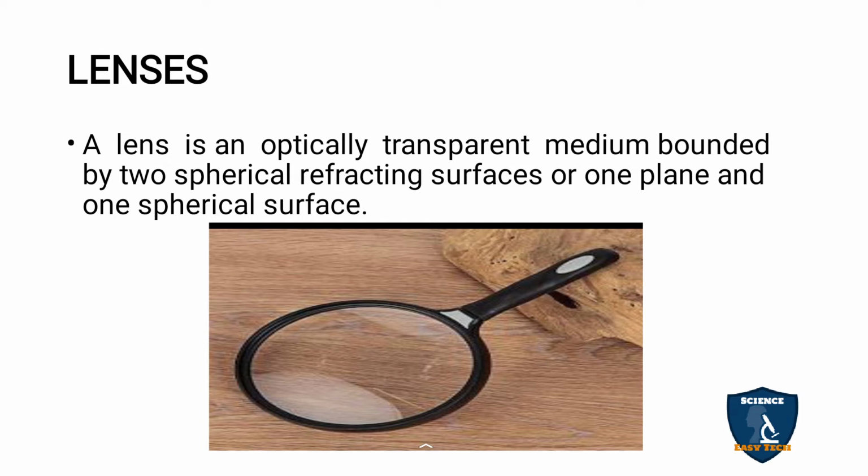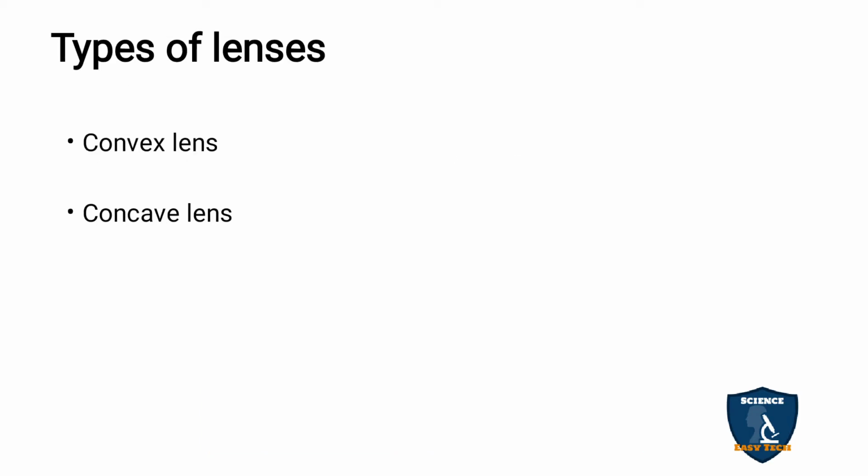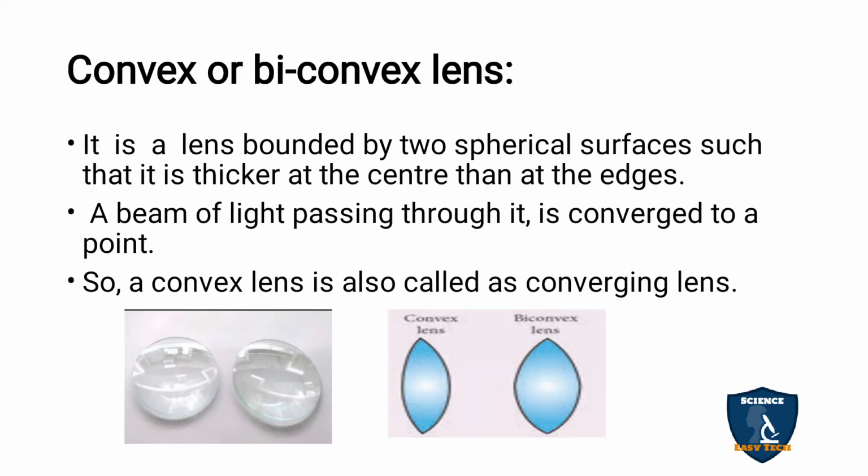It has a refracting surface, acting as a refracting surface. It may contain two spherical surfaces, or one side is plane and one is a spherical surface. So there are two types of lenses, convex lens and concave lens.